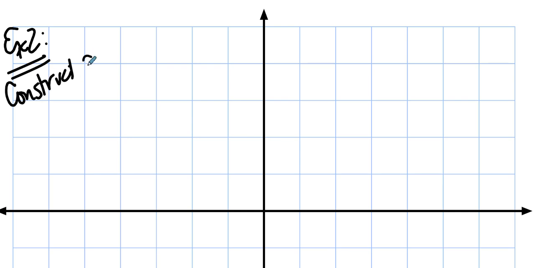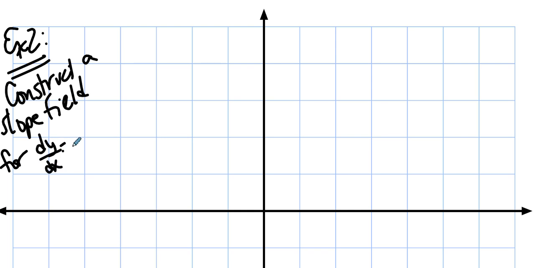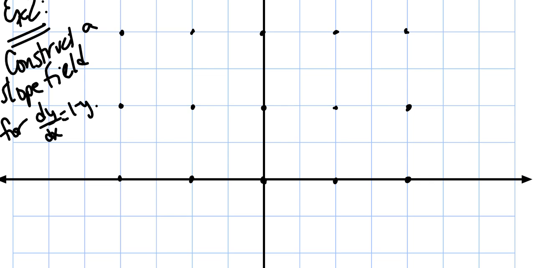Construct a slope field for dy/dx equals 1 minus y. And we'll do the same dots as before. There's nothing special about the dots. It's just the area on the coordinate grid you're interested in. These aren't the dots we use all the time necessarily. They're just a subset of the plane.